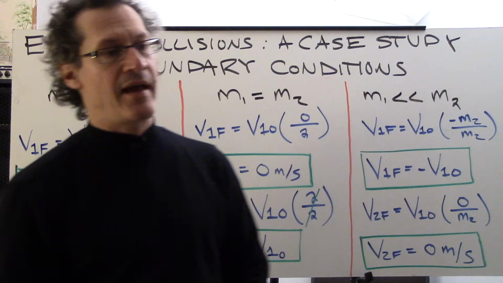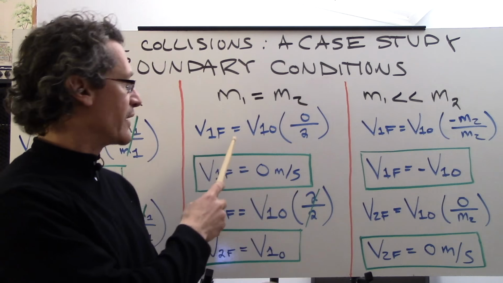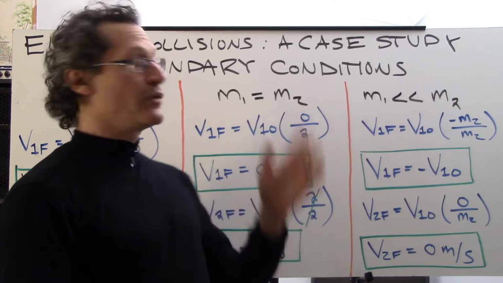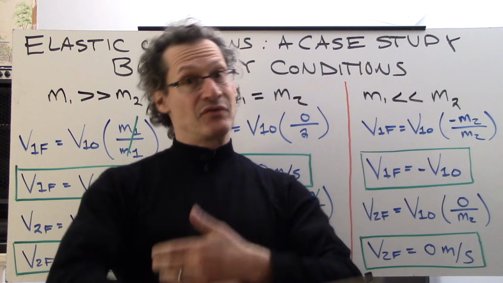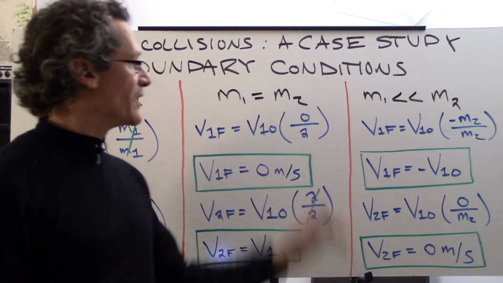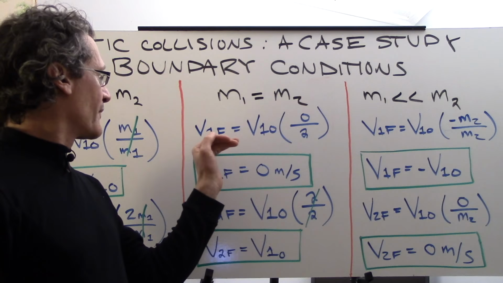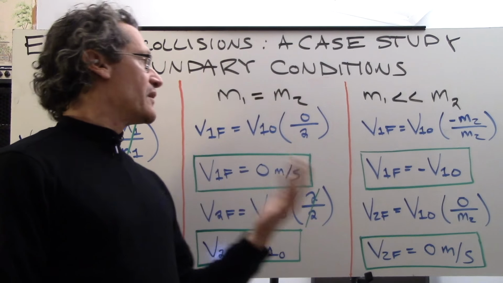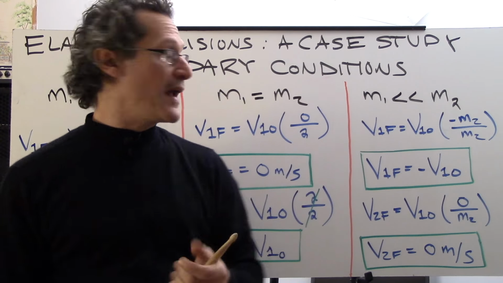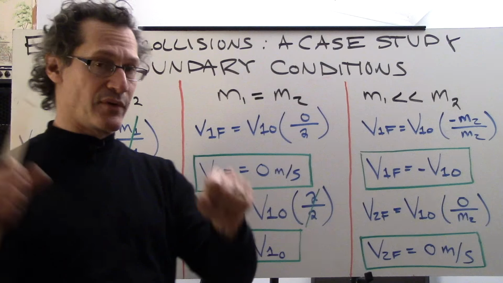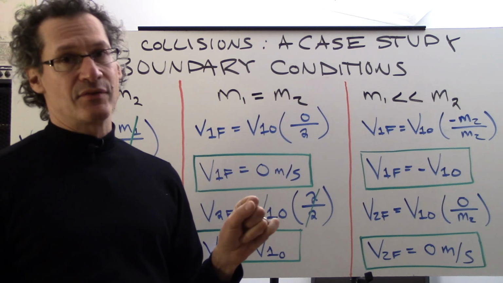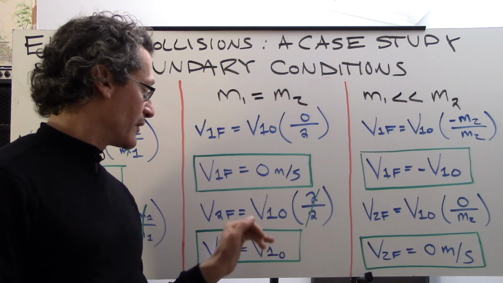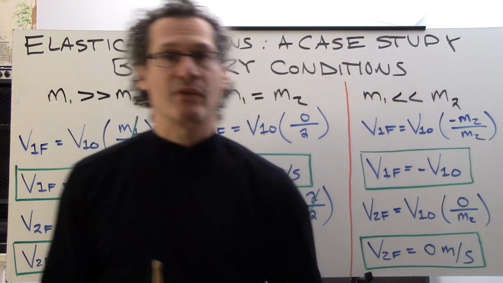We have m1 minus m2 in the numerator here, and if two values are equal and you subtract them, you get 0. So it's 0 over 2. So V1 final is 0 meters per second. What happens in this case is M1 is going to be stopped when it collides with M2. Well, what about M2? What is it going to do? What's its velocity going to be?